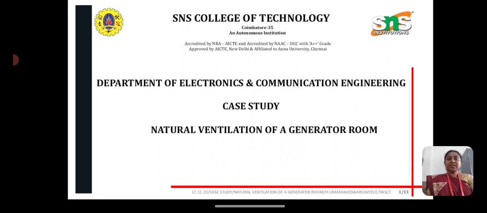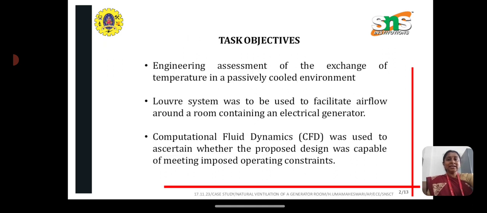In this video lecture series, I'm going to explain about the natural ventilation of a generator room. The main task objective of this is an engineering assessment of the exchange of the temperature in a passively cooled environment. A cooled environment is mainly required for the generator room. A louvre system was to be used in order to facilitate an airflow around a room containing an electrical generator.